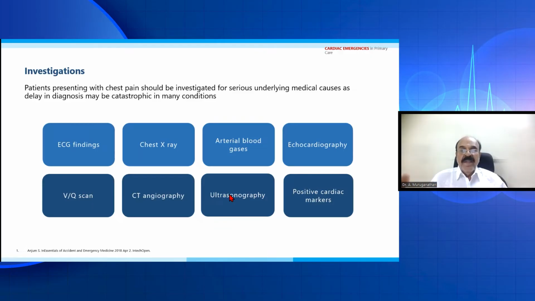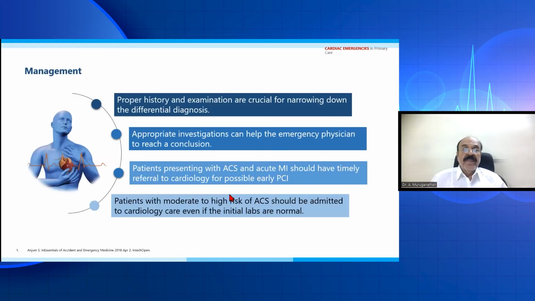Echo will reveal whether the patient's wall motion is normal, whether they have any heart failure. So nowadays we do CT angiography and ultrasonography and the cardiac markers like BNP. All this will give an idea what the patient is having. How do you manage? Proper history and examination is crucial for narrowing down the differential diagnosis. And as I said, some good investigation to reach a conclusion.